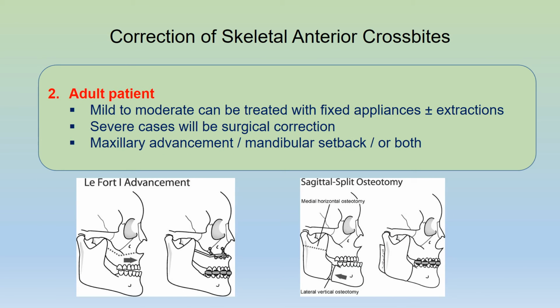Now, in the adult patient where there is no growth potential, mild to moderate cases can be treated with fixed appliances with or without extractions. Severe cases will need surgical correction. The surgical correction involves maxillary advancement and or mandibular setback, or a combination of both.